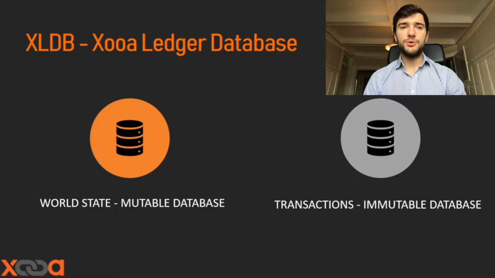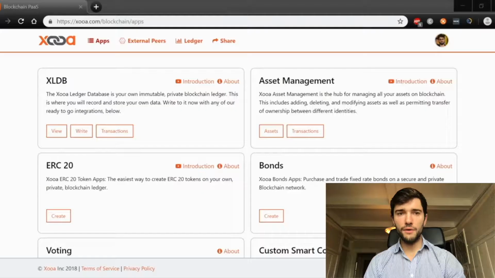XLDB consists of two databases, a mutable document data store known as state database or world state, and an immutable database called the transaction database, or simply the ledger. The ledger is append only and is cryptographically protected against modifications using blockchain technology. I will now open the Xooa console to give you an overview of the XLDB.